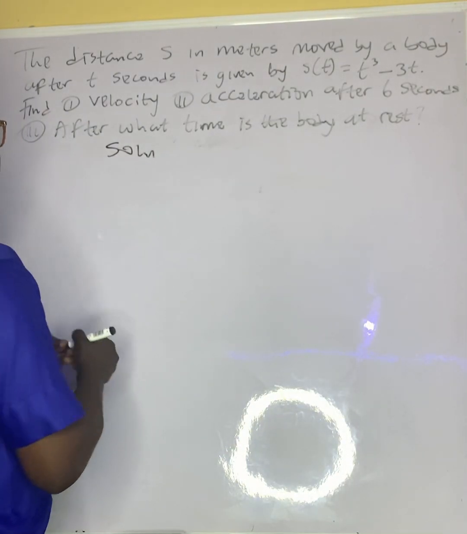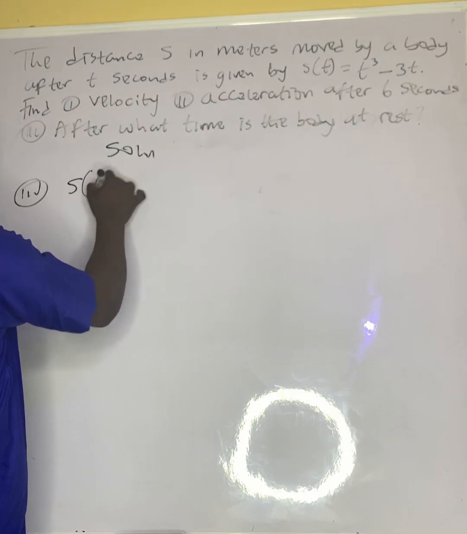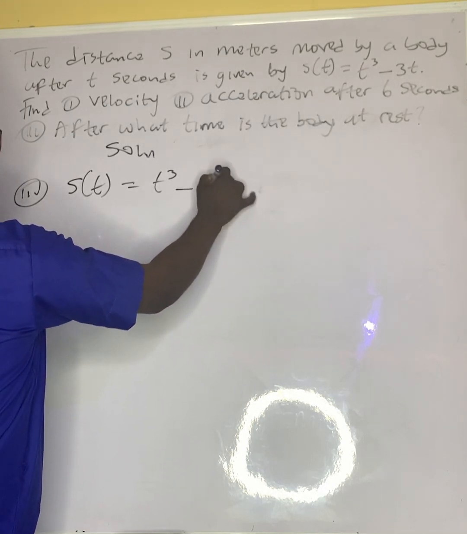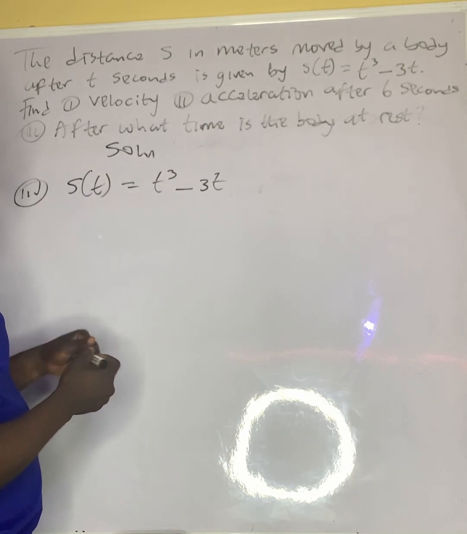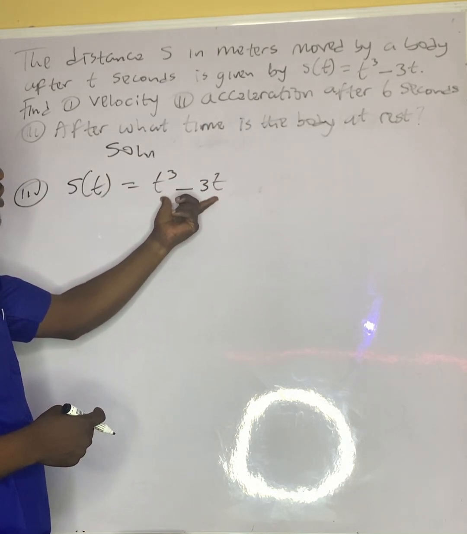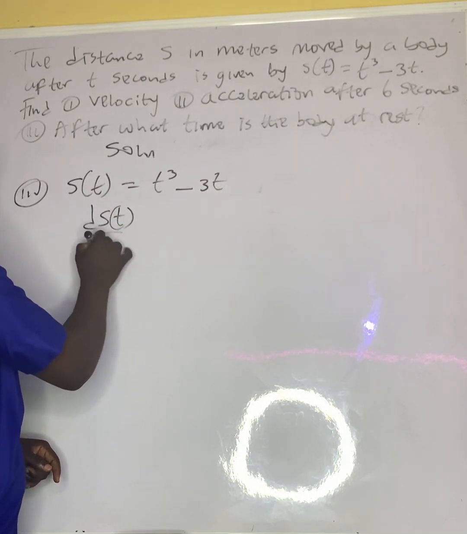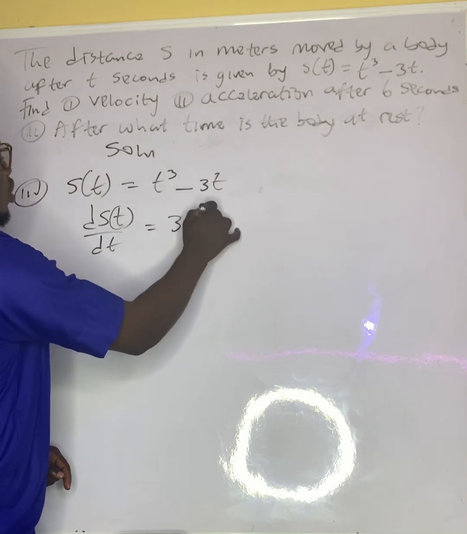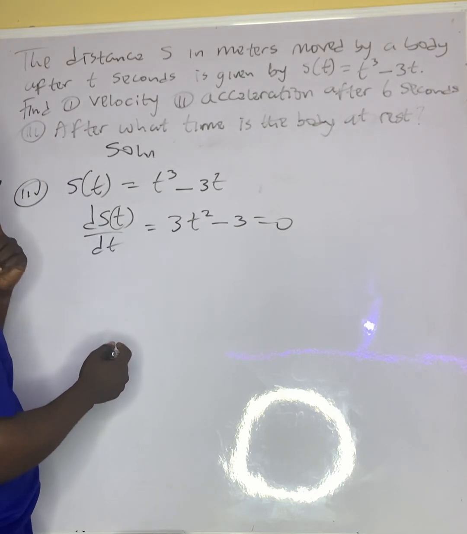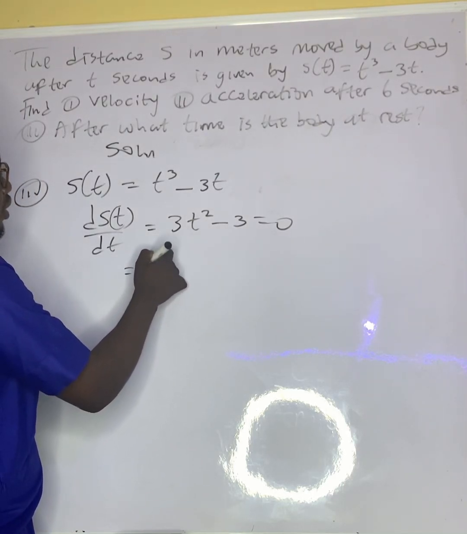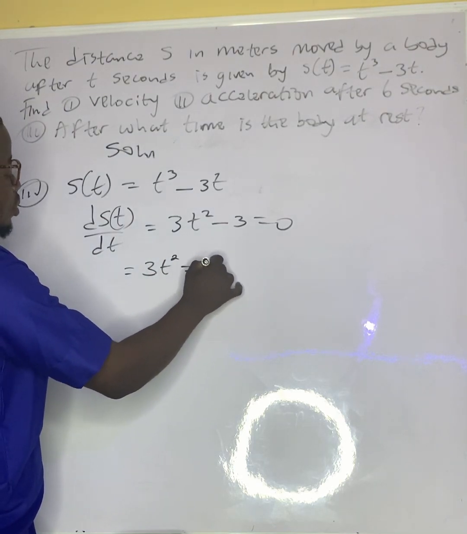So now from what we have here, we have s of t equals t cubed minus 3t. So now to obtain the last one, we'll differentiate this once with respect to t, then we equate it to 0. So here we have ds of t over dt equals 3t squared minus 3. Then we equate this to 0. So from what we have here, we are going to have 3t squared equals 3.